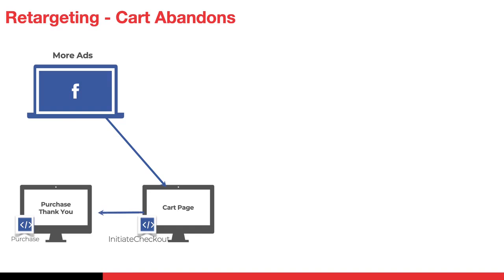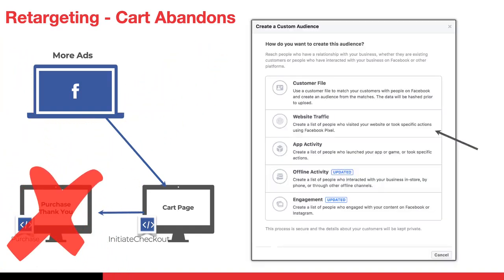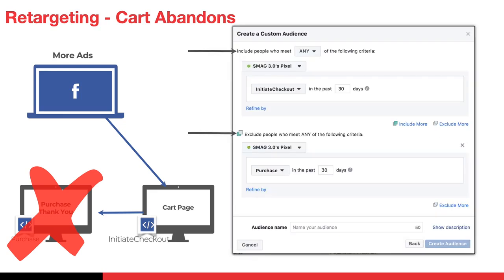Well, a lot of times what happens is they don't buy, so we want to make sure that we're running ads specifically for people who have visited that page. So let's say I want to target people who have gone to the shopping cart but decided not to buy. What I'm going to do is go in to create a custom audience and open up website traffic.